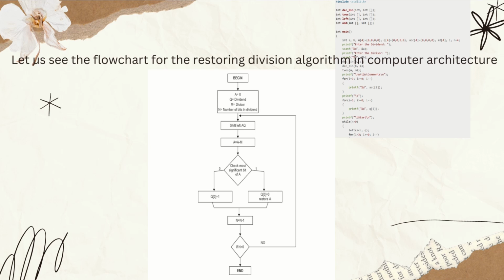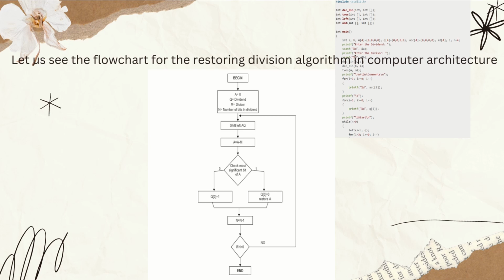Then the binary value of M is subtracted from A and the result is stored in A. At the next step, the MSB, that is the most significant bit of A, is checked. If it is 0, then LSB, that is the least significant bit of Q, is set to 1. Otherwise, if it is 1, then LSB of Q is set to 0 and the value of A is restored.